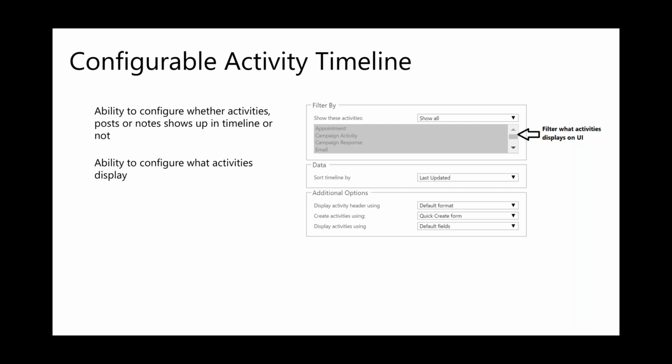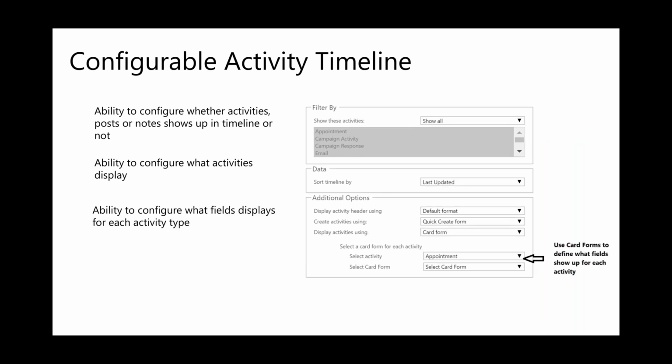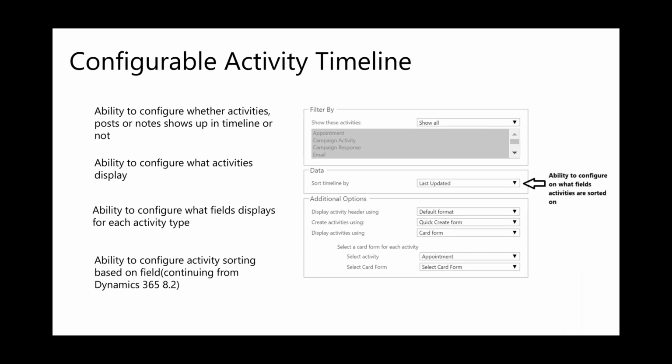The other thing is, I don't want to see letters. I don't use faxes. I don't want to see them in my timeline. Now we can customize it to only show the types of activities that you want to see, and customize what fields display, and customize how it sorts. So it's a much better experience, especially after the October update.